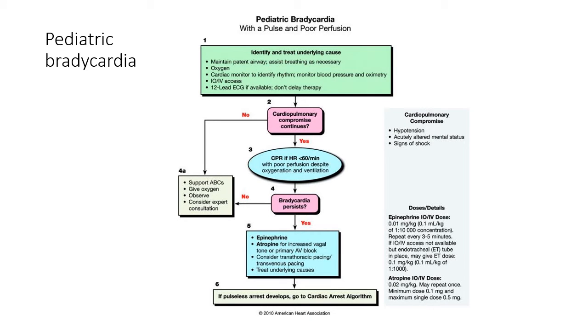Ideally, if the child is in ICU, we should not let such a scenario arise. Here, the child presented in the emergency from the community. But any child in ICU with bradycardia, heart rate less than 60 per minute, with or without poor perfusion, we should never neglect it. We should always come to the child, examine the child, look for possible causes.